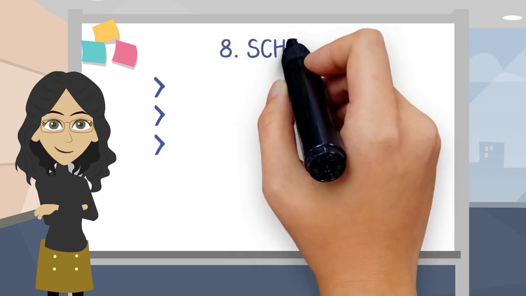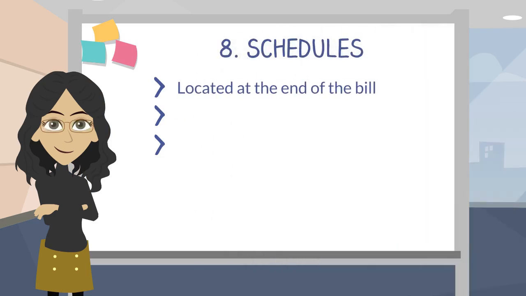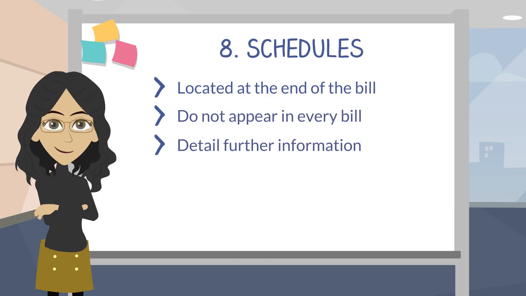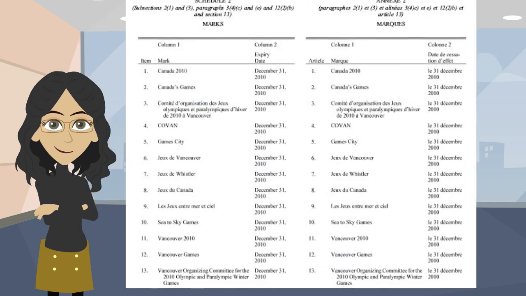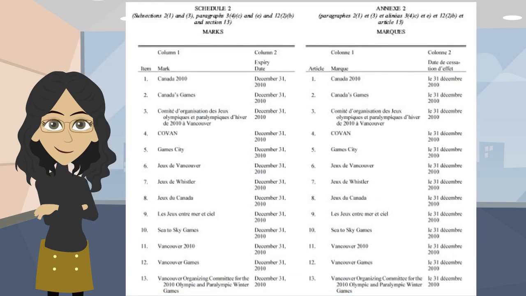The next part of a bill is called the schedules. These are located at the end of the bill. They do not appear in every bill, and they are to detail further information, such as a list of marks protected by Bill C-47 and the Olympic and Paralympic Marks Act if adopted. And here's an example of schedules on Bill C-47.